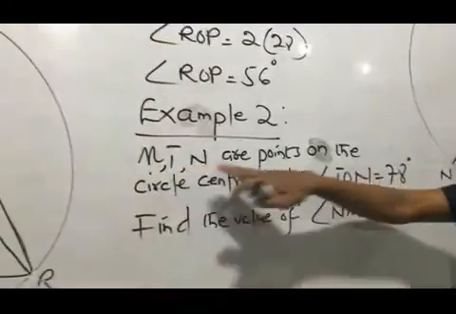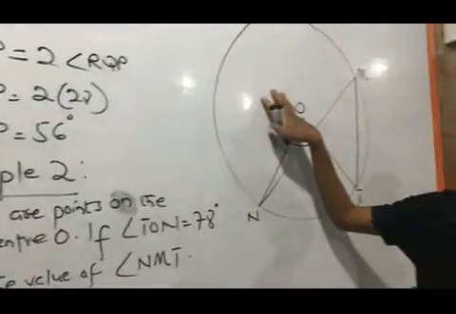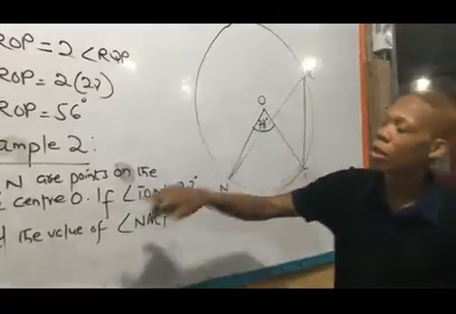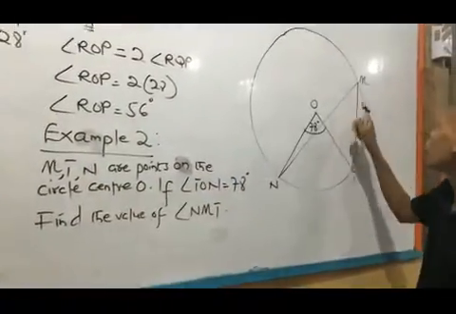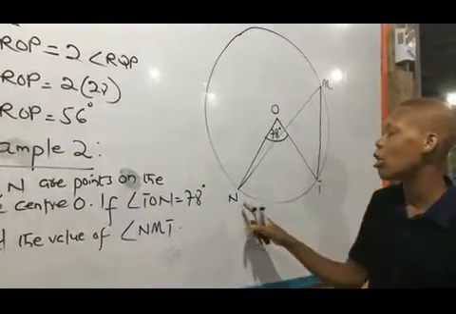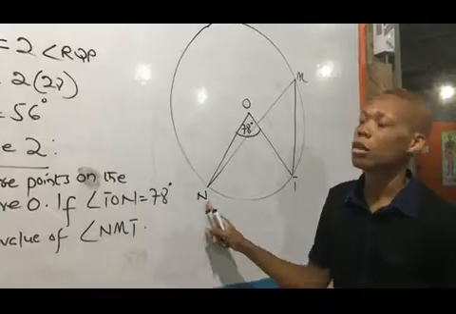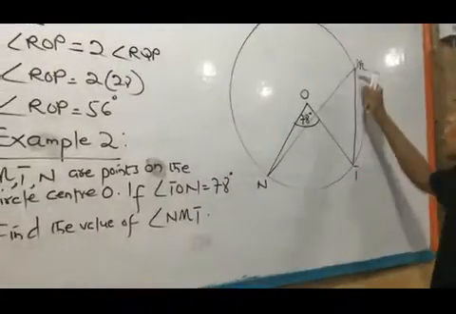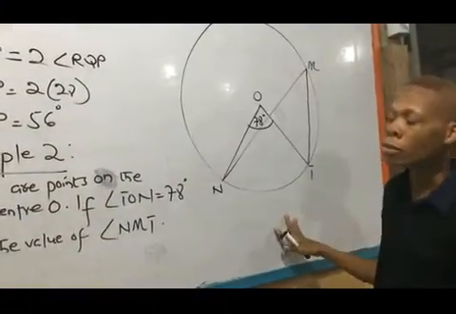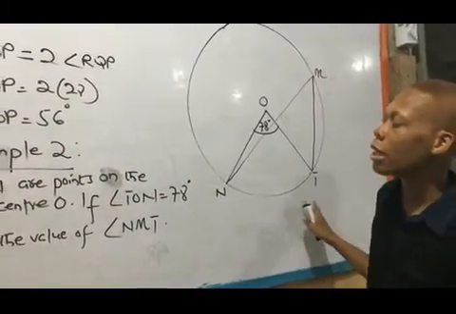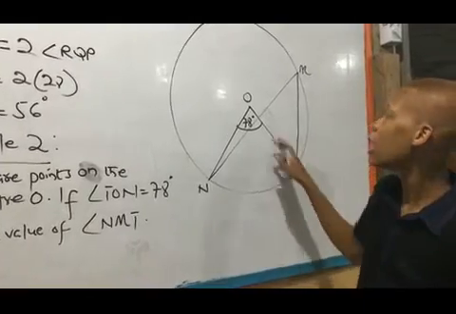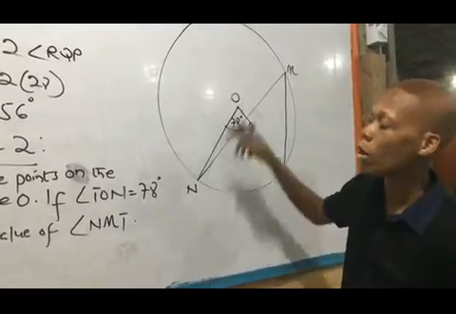So all that they are saying here, you realize that it is on the circle over here. M, T, N are points. So you have the point M, you have the point T, and you have the point N. So they are points on the circle. So as you can see, they are on the circle. And then it also says that the center of the circle is O.